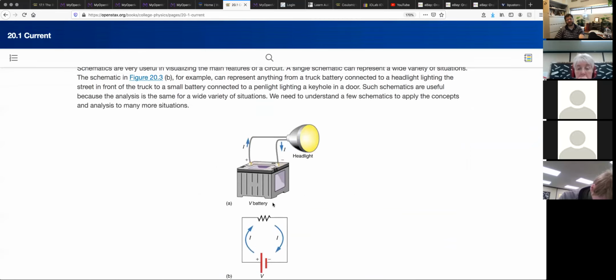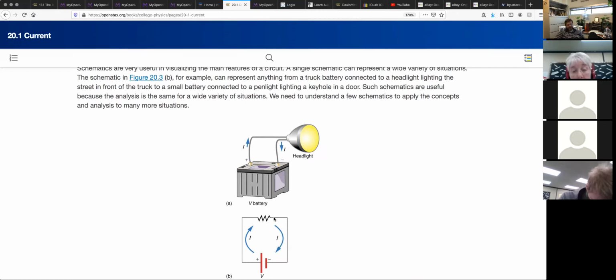So here's a very simple circuit using current. We have a battery and we have a headlight and wires connecting them. Headlights and many other elements in circuits are considered resistors. And we use a symbol for a resistor. It just looks like this jagged thing here. So the headlamp is being represented by a resistor.